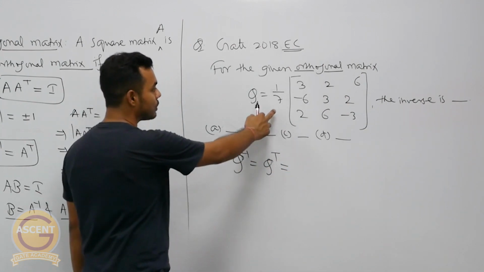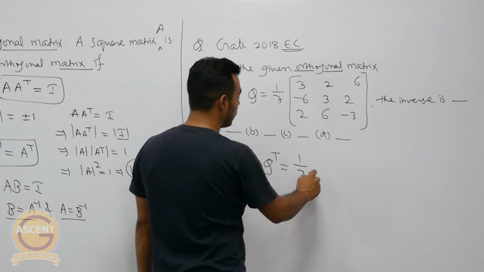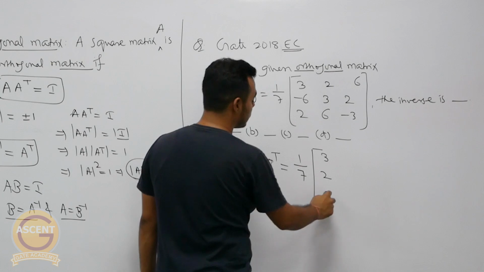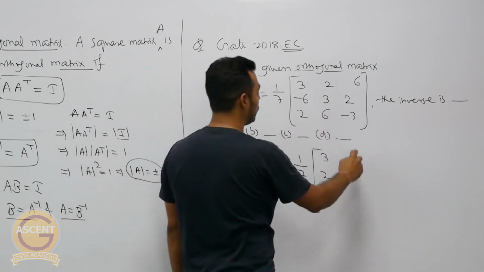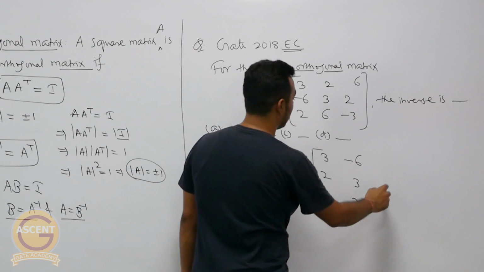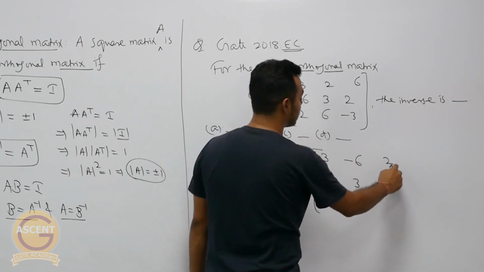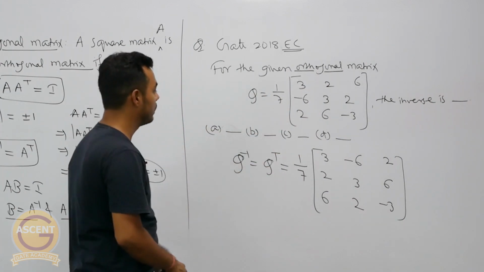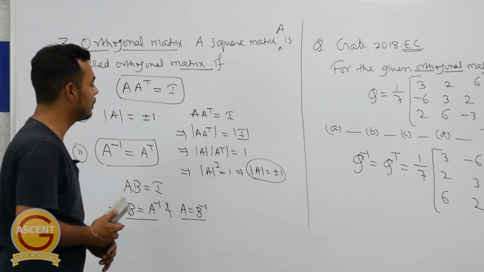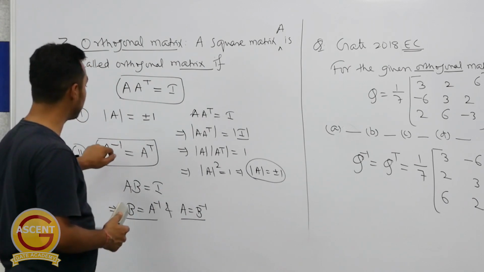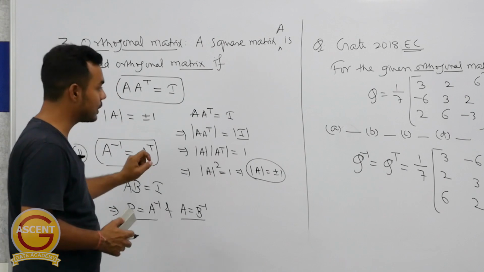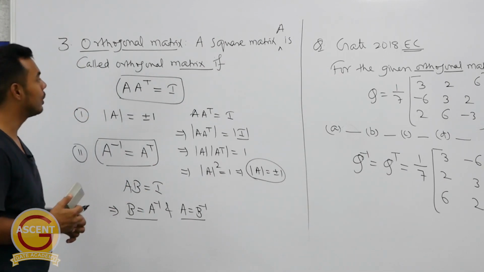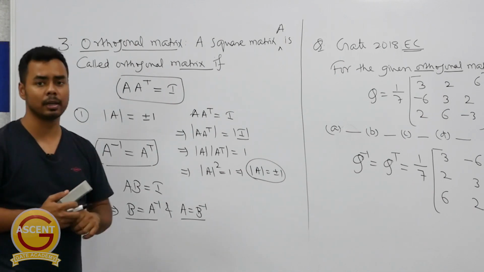Now if you want to take the transpose of this matrix, the transpose will be 1/7 outside. The first row is 3, 2, 6, so this will become first column. The second row is -6, 3, 2, so this will become the second column. And the third row 2, 6, -3 will be the third column, 2, 6, -3. So this will be the inverse of matrix Q. So this was a very simple problem. The only thing that you had to know was that in case of orthogonal matrix, inverse is simply the transpose of the matrix. So these were the first 3 types: symmetric, skew-symmetric, and orthogonal. Now after this we'll talk about Hermitian, skew-Hermitian, and unitary matrix.